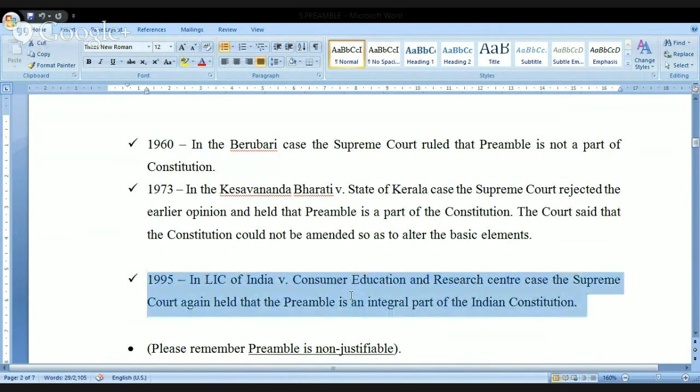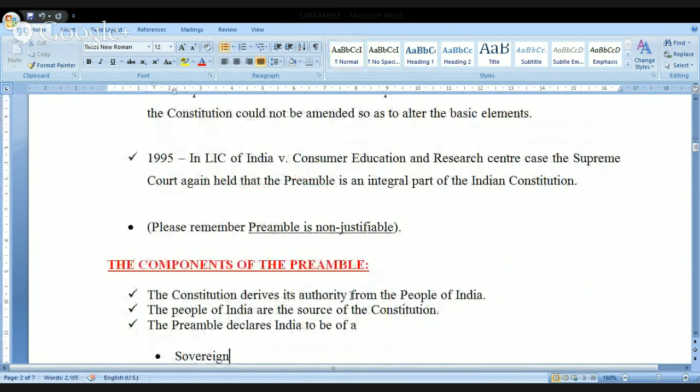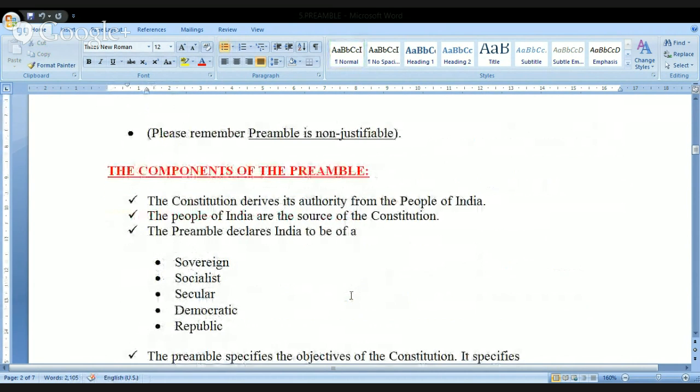Again, in 1995, in the LIC of India versus Consumer Education and Research Center case, the court again held that the preamble is an integral part of the Indian Constitution. Kindly remember this: the preamble is non-justiciable, and we know the meaning of this. Next, we'll see what the components of the preamble are.